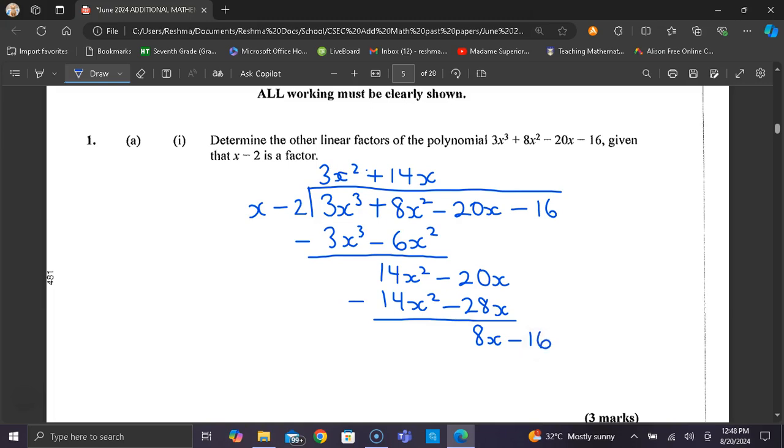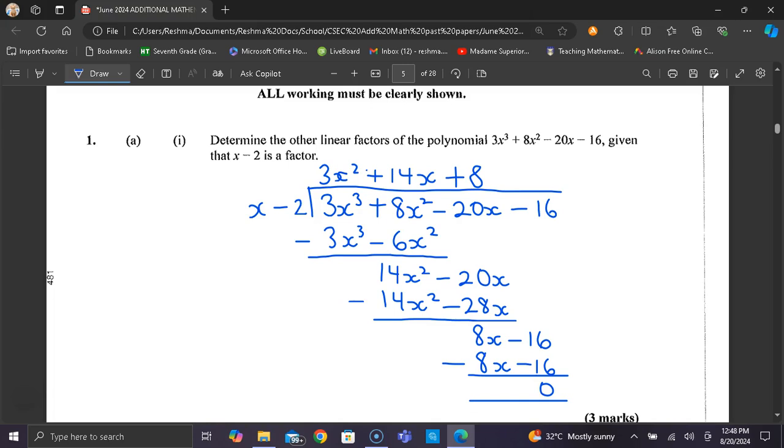Divide again. x into 8x will be 8. And 8 by x is 8x, 8 by minus 2 is minus 16. And of course, if we subtract this, we will get 0. The remainder is 0 because we know x minus 2 is a factor.